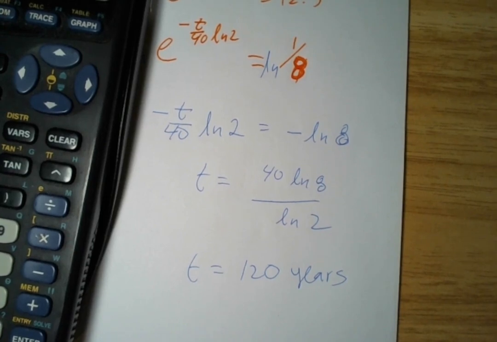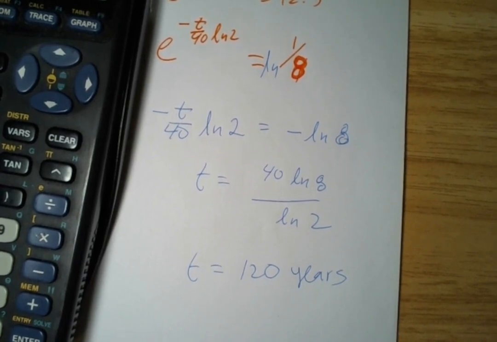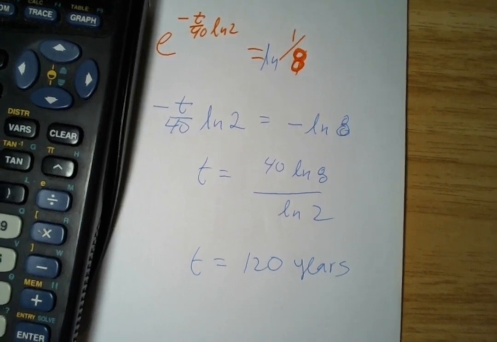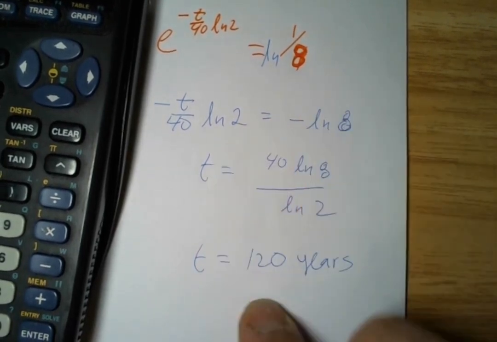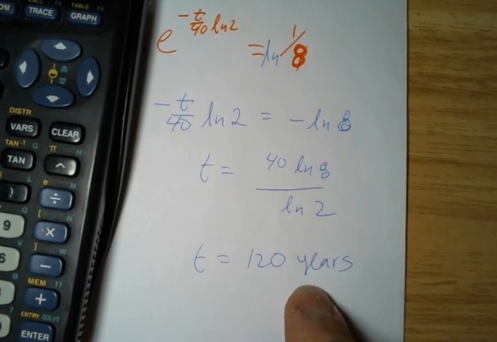And that makes sense if we think about it. We can actually do this one when it's a value that is 1/8 like that. Half of 100 is 50, half of 50 is 25. So that's twice the half-life, so that's 80 years. And then if we halve it one more time, that is 12.5, which, like we see here, is 120 years. All right. Thank you.